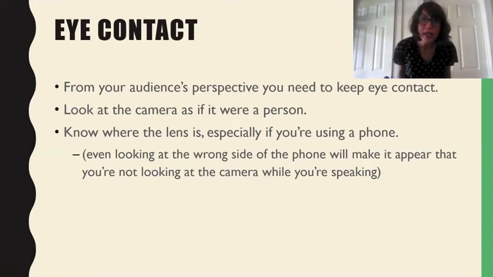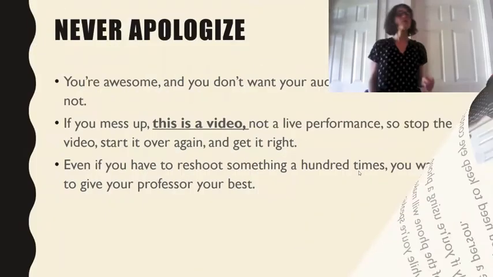If I'm looking at my camera, it looks a lot more clear as to who it is that I'm staring at. So look at the camera as if it was just another person, somebody in your class, somebody in your family. Know where the lens is as well, especially if you're using a phone. Sometimes the lens seems like it's here, sometimes it seems like it's here. Test it out. Try a couple of different angles so you know where it is that you're looking.